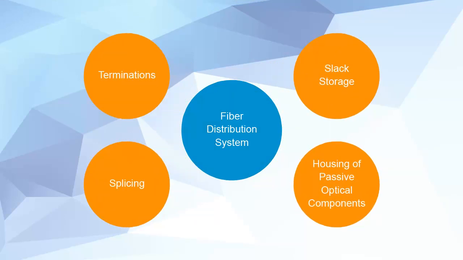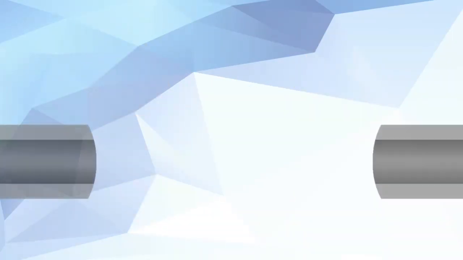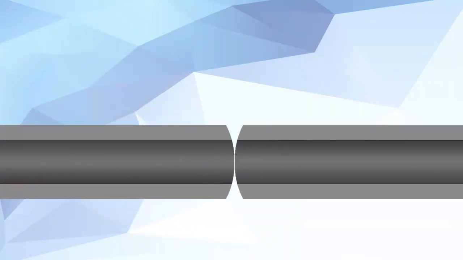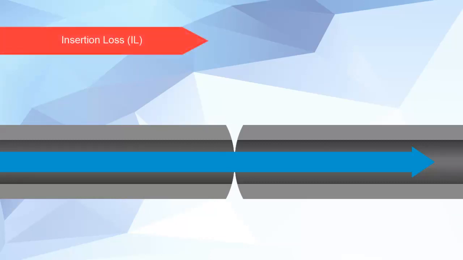Let's return to the four basic functional requirements of any fiber distribution system: terminations, splicing, slack storage, and housing of passive optical components. In order for the signal to get from one fiber to another, the cores of the two fibers need to be joined and brought into near-perfect alignment. The measurements that determine the quality of the junction are insertion loss and return loss.